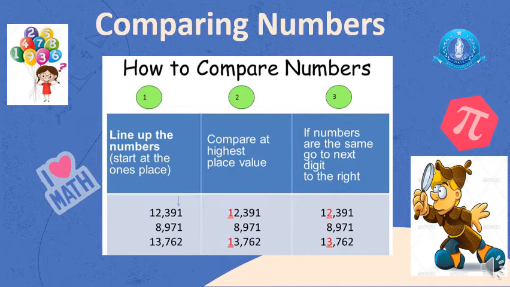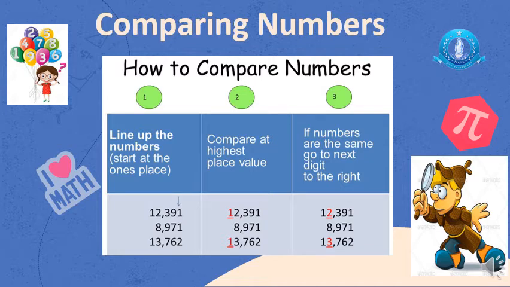Look at here. We will write numbers first. I have written three numbers. Look at first number 12391. Second number is 8971. And the third number is 13762. First we will see how many digits in each number. Look at the first number. First number has 5 digits. Second number has 4 digits. And the third number has 5 digits.